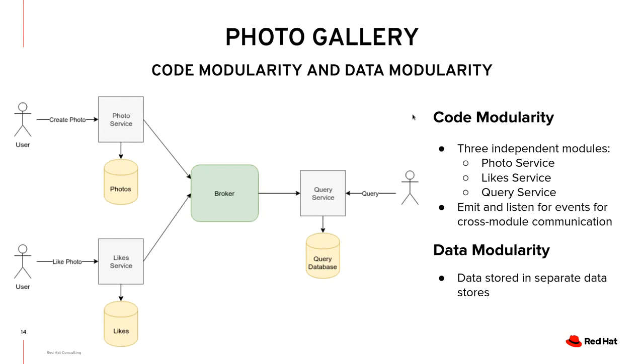So I will now come back to the modularity principles, which I'm showing here. The first one Eric talked about was the code modularity. Here you can see that we do have 3 independent modules: the photo service, like service, and the query service. These 3 services are decoupled and are only communicating via a message broker. Regarding the data modularity, each service has its own dedicated data store. Services are not directly accessing each other's data.